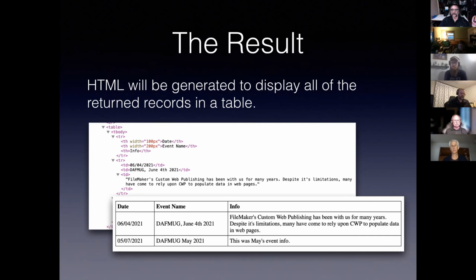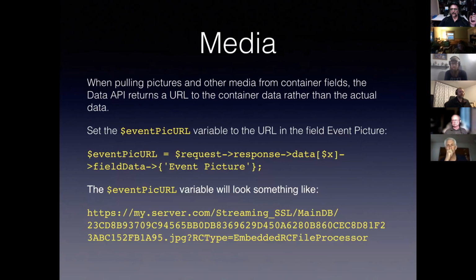But the result is, as you see, that's back when I only had 2 events. Now we got 4. But how do you get a picture in there? Because I've got event pictures. And just like with, well, this is the data API. I keep trying to differentiate them, but we're really dealing with the same thing here. When you call a container field that has a picture in it, it doesn't send you back that picture. It sends you back a URL for that media.